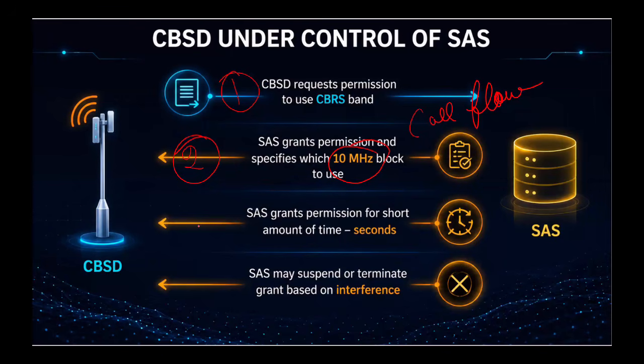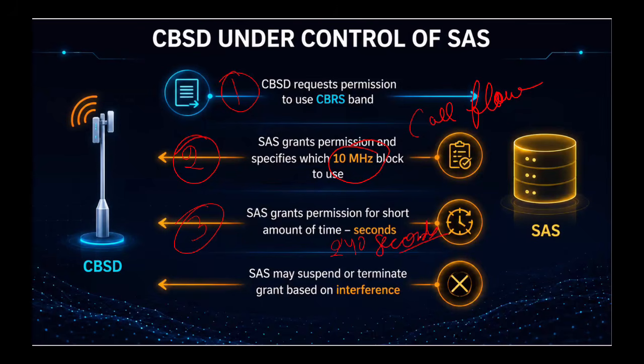Then we have the third step, which is time control. The permission is time controlled. The CBSD maintains its authorization through periodic communication with the SAS using heartbeat messages. The heartbeat interval is specified in seconds, and it can be a maximum of 240 seconds.